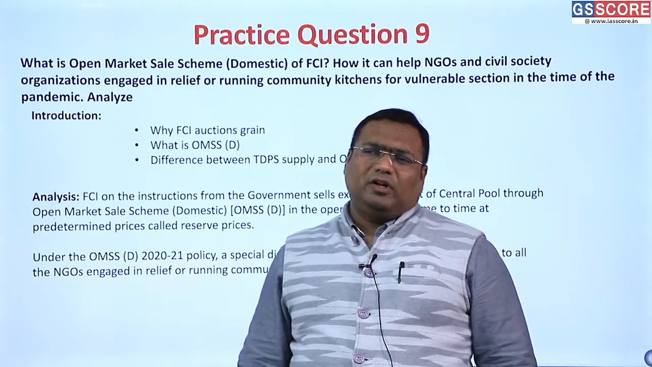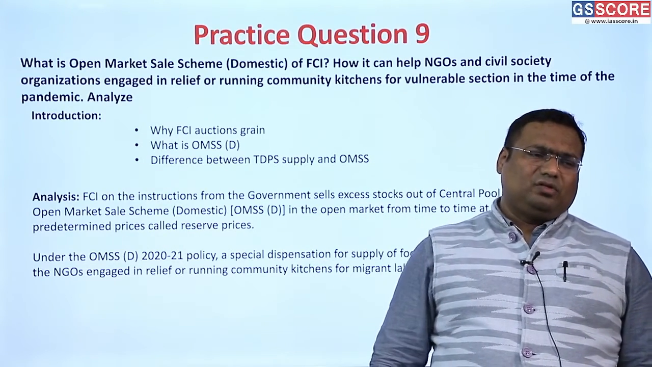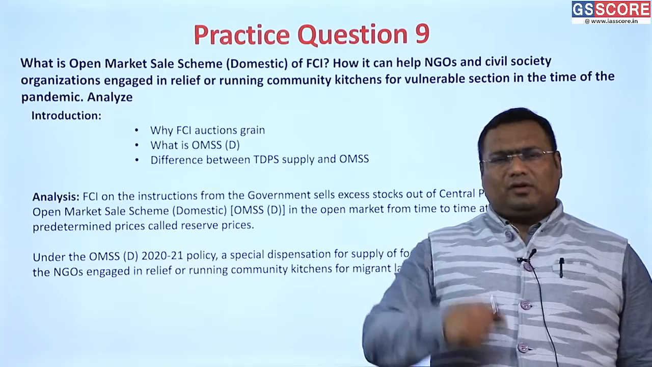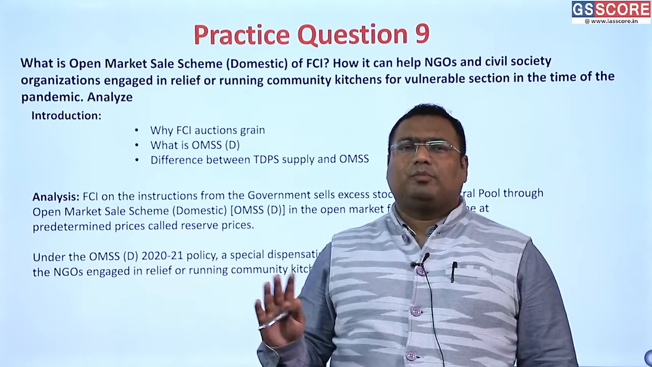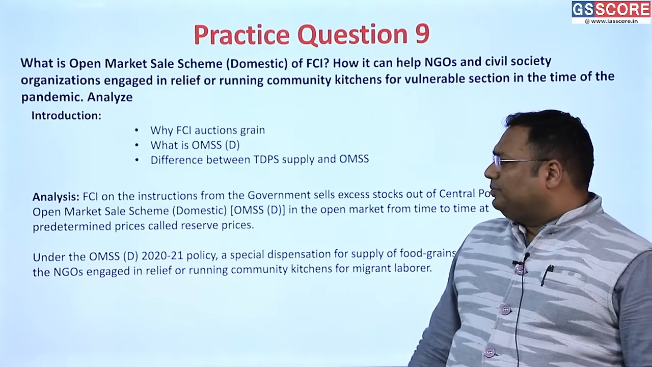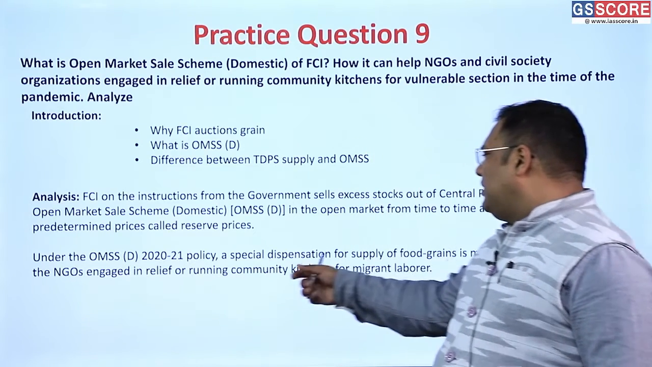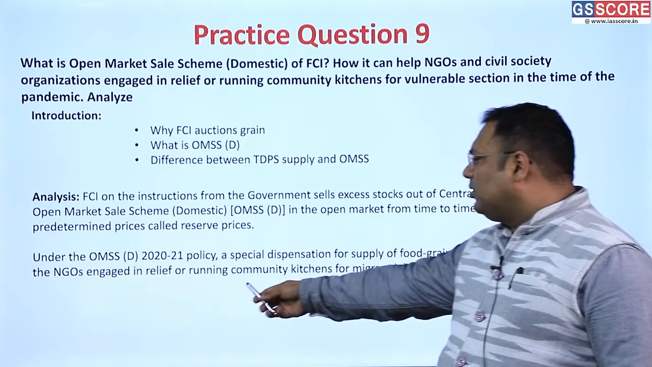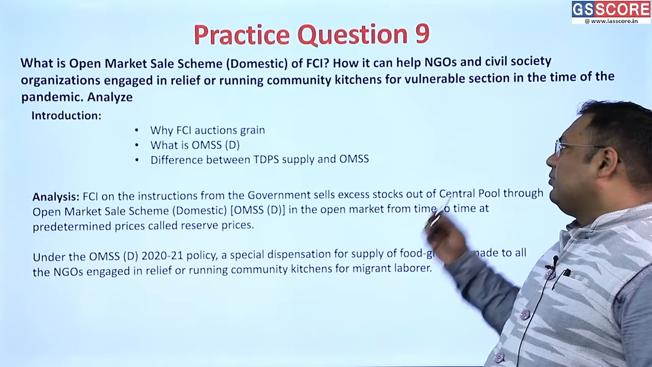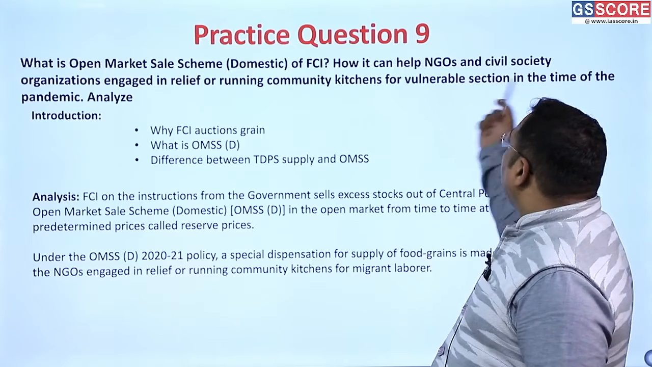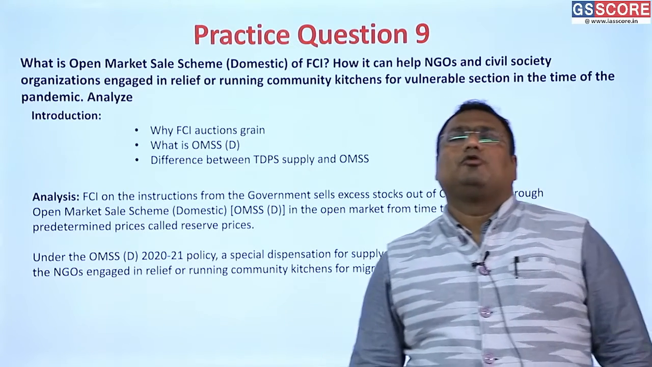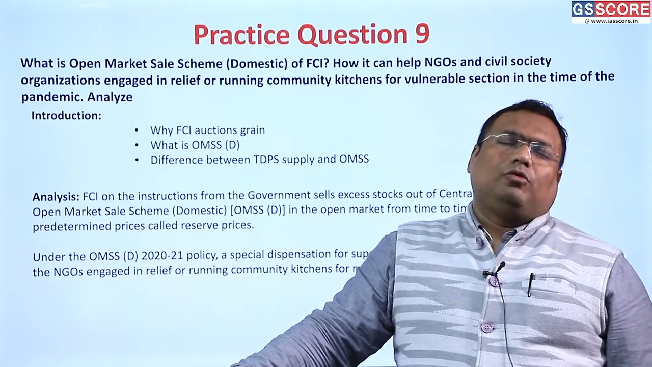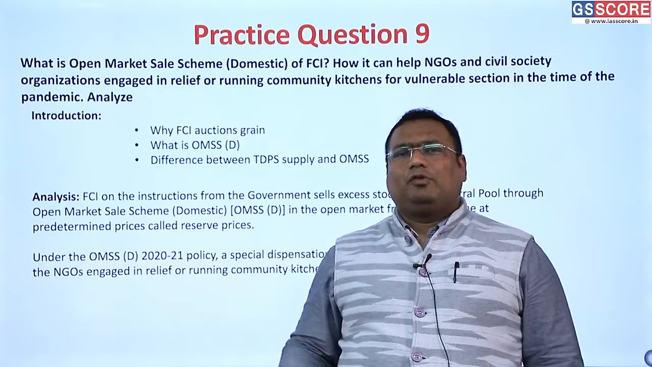So government found out that it is better to assist these organizations rather than government running millions or lakhs of community kitchens. Government did run some of the food providing subsidy programs, but they were limited. So government created a special dispensation of supply of food grain to all the NGOs engaged in the relief or running community kitchens for the migrant laborers. So we created a special provision for NGO and civil society to support the migrant labor.